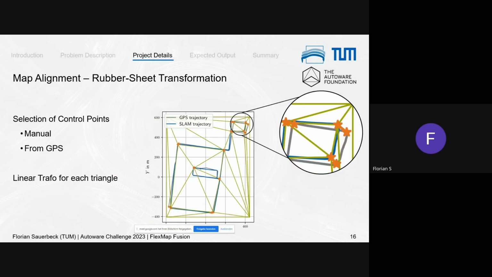Therefore, we need the next step, and here we applied a rubber sheet transformation algorithm. The rubber sheet transformation algorithm defines several control points along the trajectories, which can be created manually, as you can see in the image here, for example from 90-degree turns, or also from GPS when GPS is available. And what the tool does is it triangulates the whole region around the trajectory, and within each of these triangles we have linear transformations, and the rubber sheet algorithm makes sure that everything is consistent on the borders between those triangles.